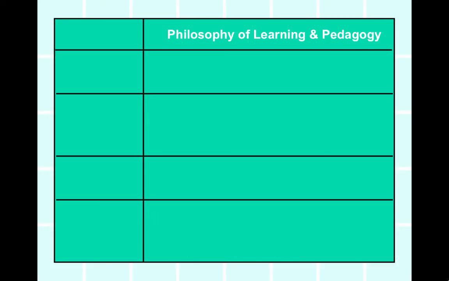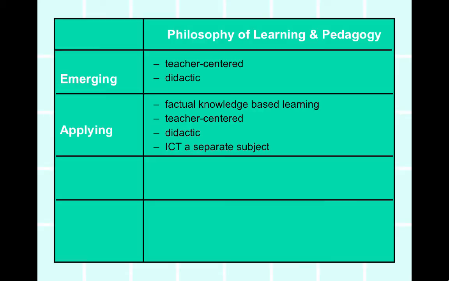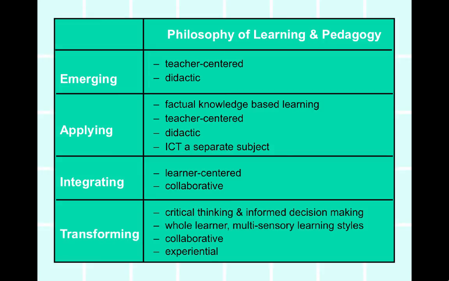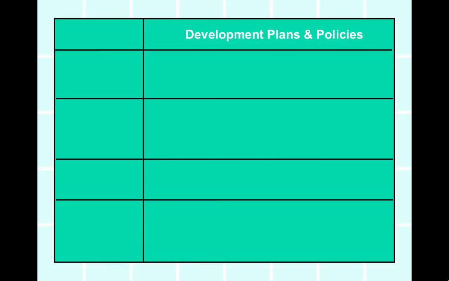Our philosophy of learning and pedagogy at the emerging level tends to be teacher-centered and didactic. In the applying area, there is a lot of factual knowledge-based learning; it's teacher-centered, didactic, and ICT is still a separate subject. At the integrating level, it's learner-centered and collaborative. And at the transforming level, there's critical thinking and informed decision-making. You look at the whole learner, multisensory learning styles. It's collaborative and experiential.